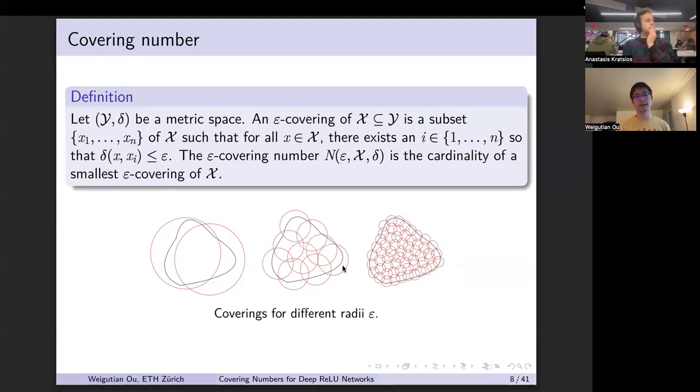This is one perspective. Another perspective is that we use balls with decreasing radius to cover the same set. Here, for example, I use different radii to cover the same set, and the increase in the number of balls also tells you some information about the set. And how can we use the covering number to understand the bias variance trade-off?